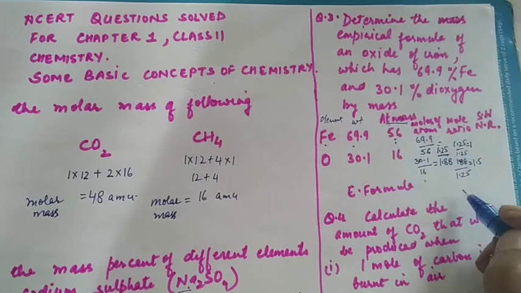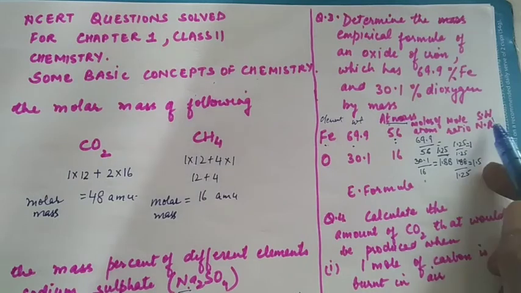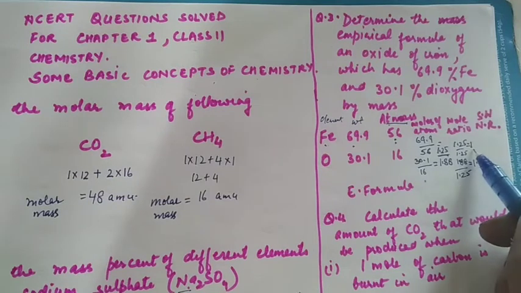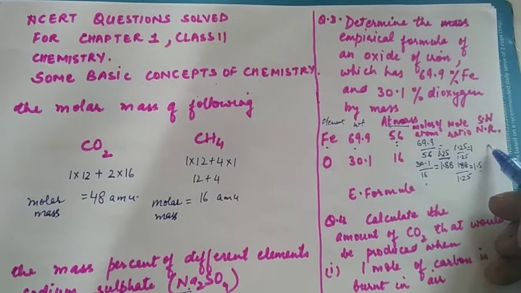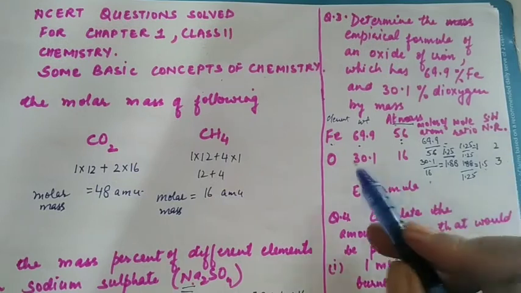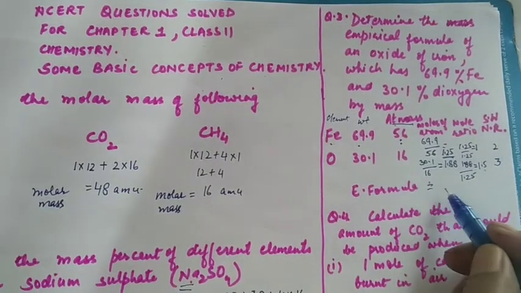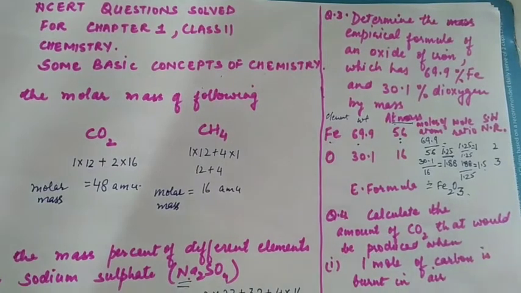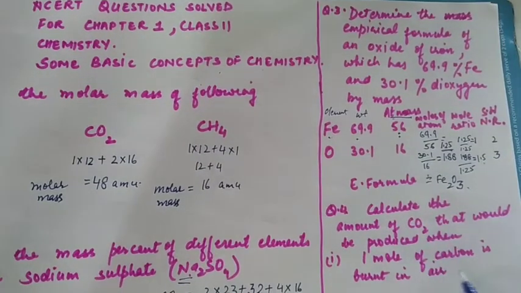1.5. Now, to get the simple whole number ratio, 1.5 into 2 is 3. So if we are multiplying this by 2, we have to multiply this by 2 also. So we get 2 and 3. So iron 2 and oxygen 3. Empirical formula will be Fe2O3.